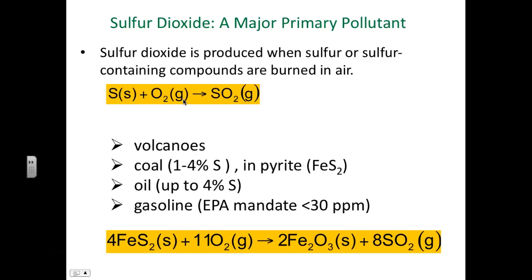Sulfur dioxide is actually one of the major pollutants. We already talked about it earlier. Sulfur dioxide is produced when sulfur or sulfur-containing compounds are burned in air. For example, there's some sulfur compounds in gasoline, so when your car burns that, the exhaust that comes out would contain sulfur dioxide. Other sources are volcanoes, the burning of coal, and the burning of oil at oil refineries.